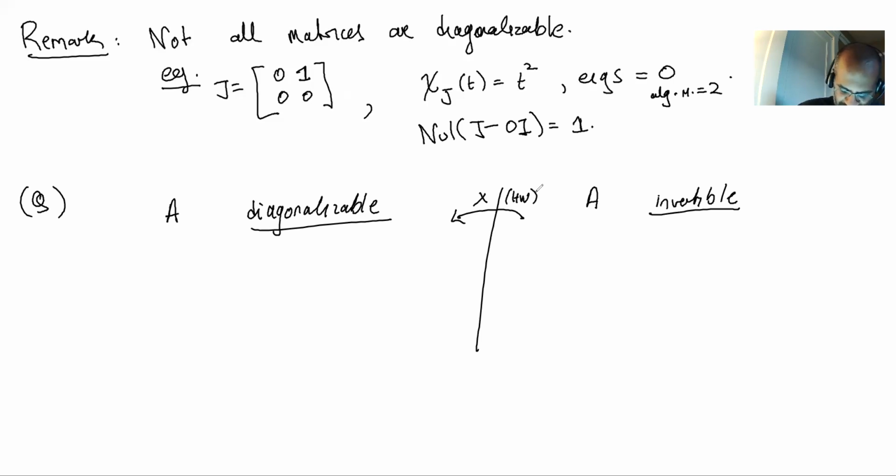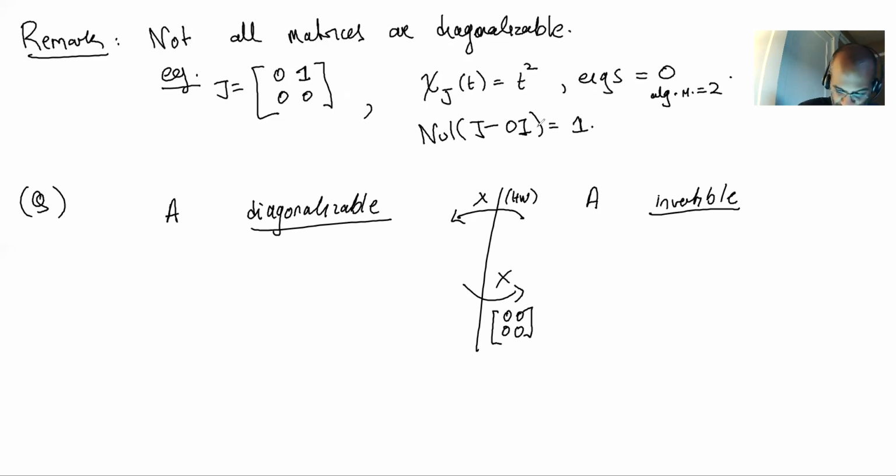What about the other implication? Does diagonalizability imply invertibility? You can cast your votes in the chat. Some people are saying yes. A lot of people are saying yes. Answer is no, because the zero matrix is diagonalizable, right? It's already diagonal. But it's not invertible. Any diagonal matrix is diagonalizable, but not every one is invertible.